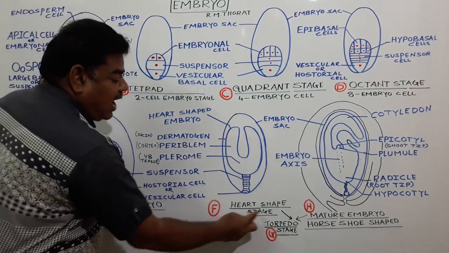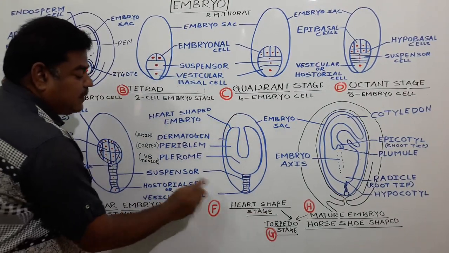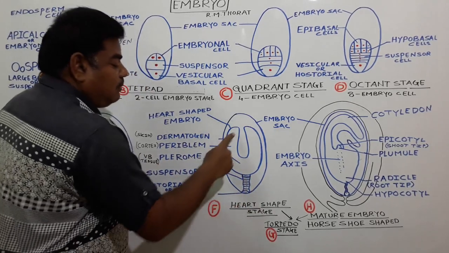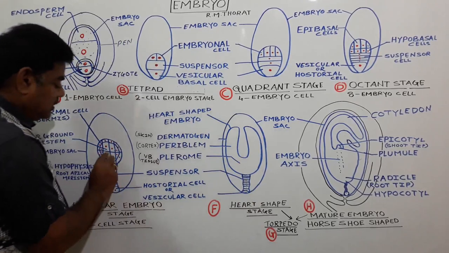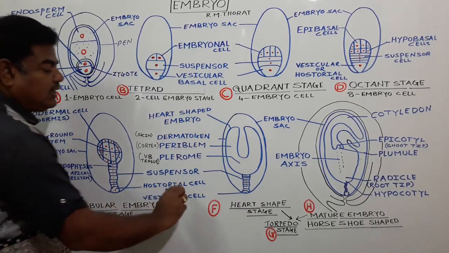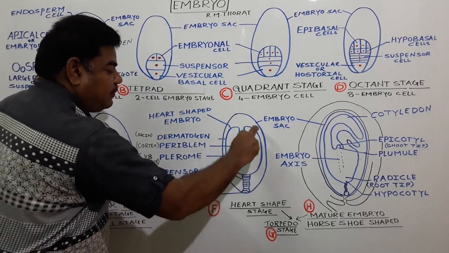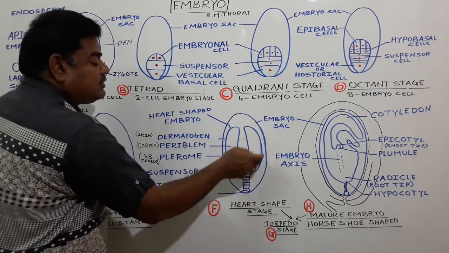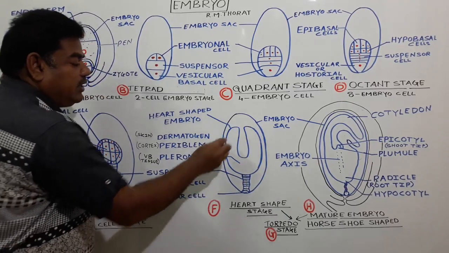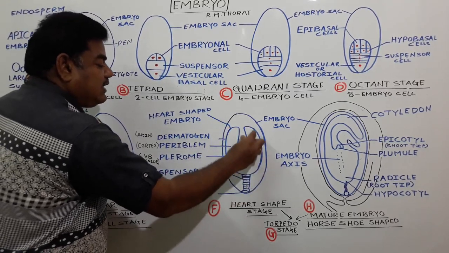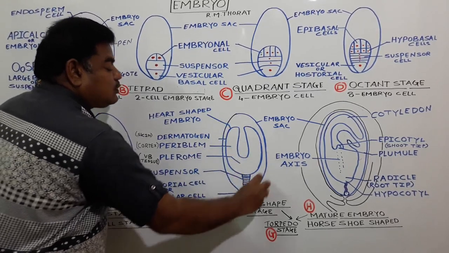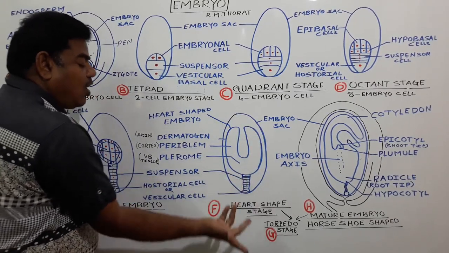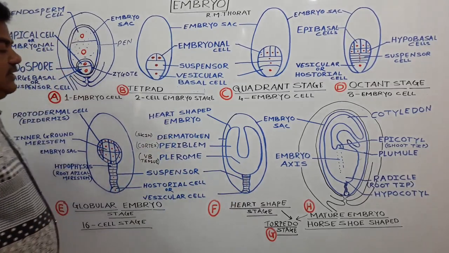In this heart shape stage, the suspensor gets reduced. Why does the suspensor get reduced, condensed? Because the globular embryo gets transformed into this heart-shaped embryo by gaining the excess food material present in the endosperm, due to which the size of the embryo increases and it takes more space in the embryo sac, due to which the suspensor gets reduced or condensed like this.